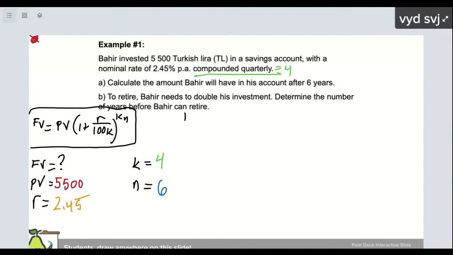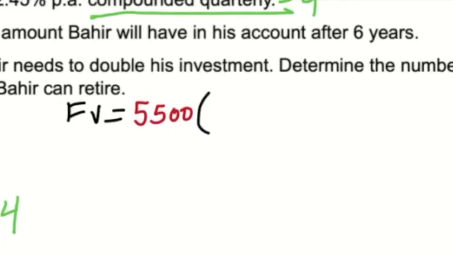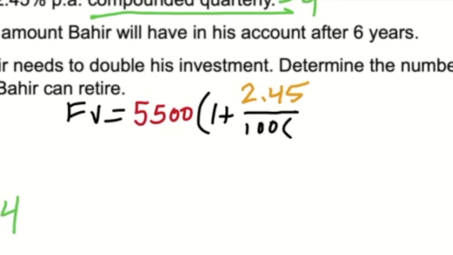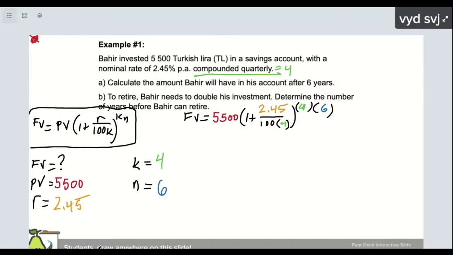So FV equals, there you go. FV equals PV. PV is 5,500 times 1 plus, and then my rate, I'm going to keep it as a percentage because it changes to decimal for you. 2.45 over 100. Put it in color so everybody can see it. Times K is 4, then to the power of K times N. So K is 4, N is 6. So you see that? Nice and pretty.